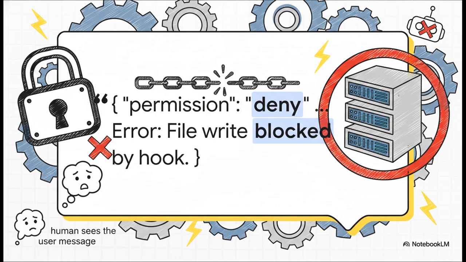Now, what's really interesting here is how this looks in practice. This is an exact JSON payload from Cursor, showing a hard execution block. The system parses the standard output, sees the permission is explicitly set to deny, and boom, it halts the system file modification instantly. The model gets that agent message error fed back to it, while the human user sees the clearer user message. It's clean, fast, and secure.